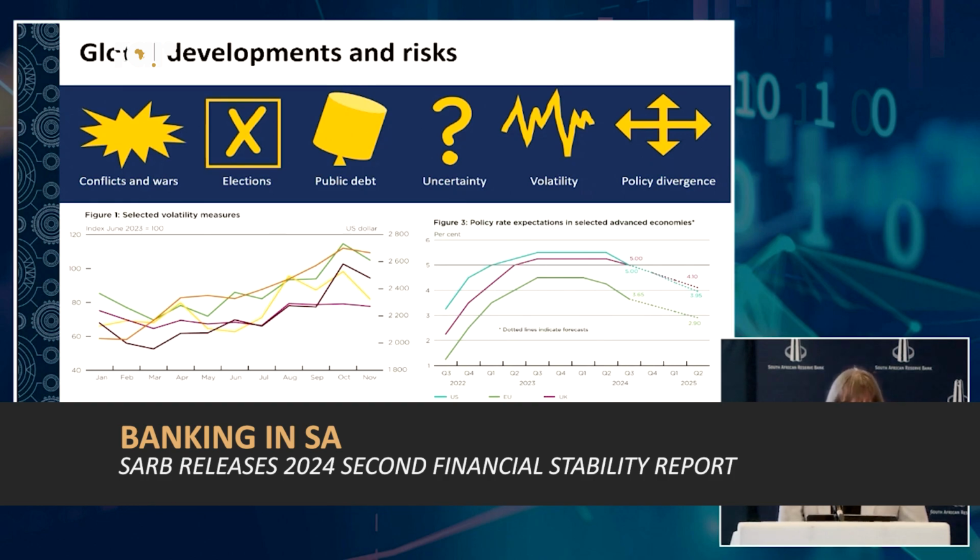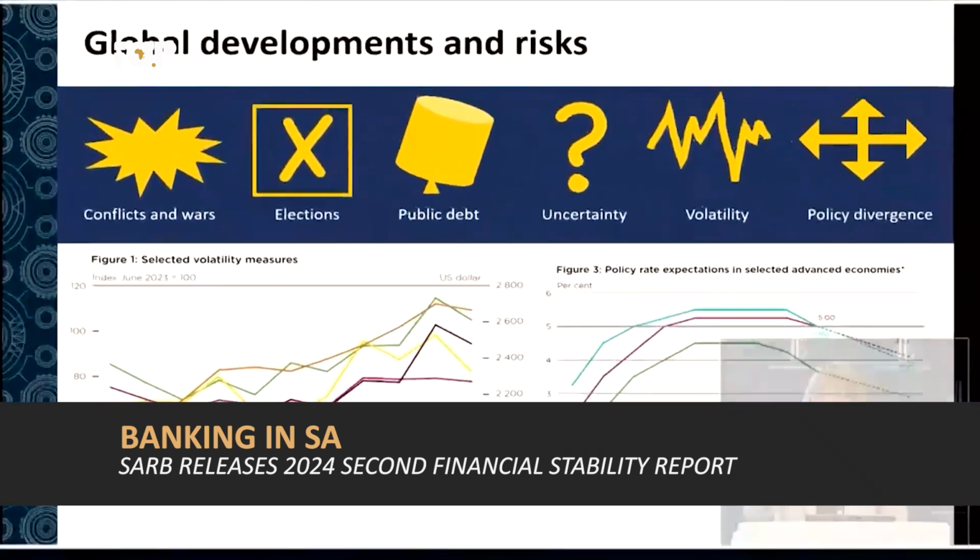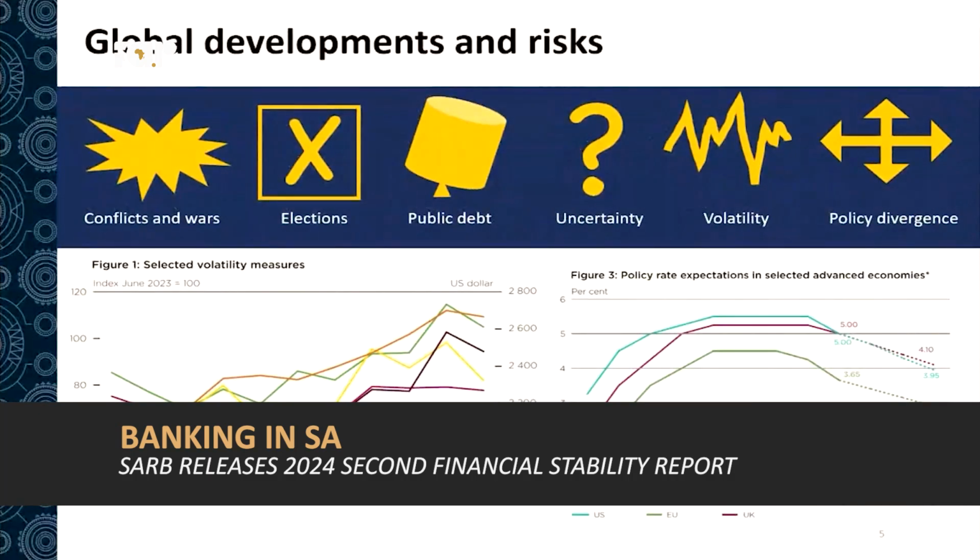That's according to the IMF. Policy divergence among advanced economies seems more and more likely. All of these factors result in heightened uncertainty, a high sensitivity to economic news, and financial market volatility. The graph on the left, you don't have to worry about what is what, but it generally shows how several volatility indicators have increased since the beginning of the year. On the right, it shows the expected interest rate decreases in advanced economies, supporting some easing in global financial conditions.